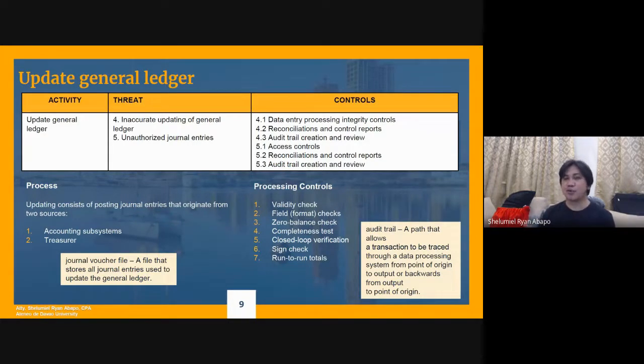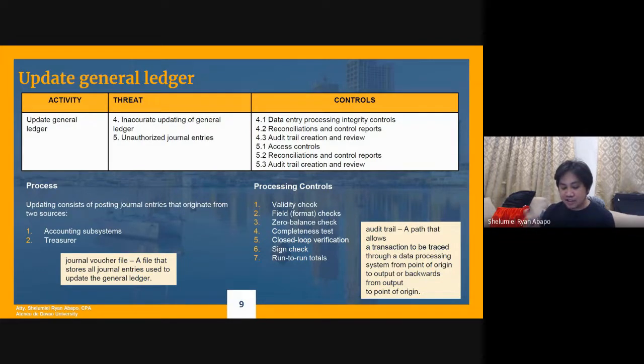Another originating source for the update of the general ledger is the treasurer. The treasurer's office provides journal entries which are non-recurring, non-regular. As we've discussed in the first few slide decks, this could include the retirement or write-off of your debt or obligation, the purchase or sale of your investment properties, or your stock certificates or securities, equity securities, or the acquisition of your own shares, transforming them into treasury shares.